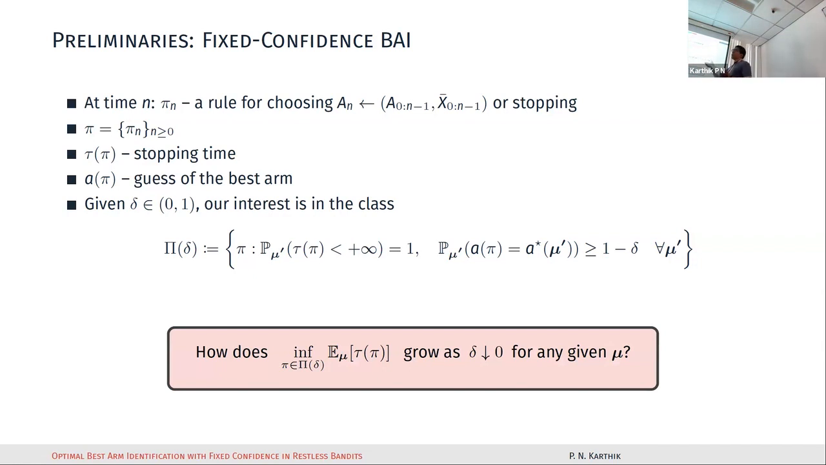There may be many policies which satisfy both these criteria. Among all those policies, which is the quickest one? That is the infimum of expected stopping time. So in that class, you would like to find the quickest or the shortest time that is required to find the best arm, given delta, and you would like to then find at what rate that shortest time grows as delta goes to 0. So this is what is of interest.